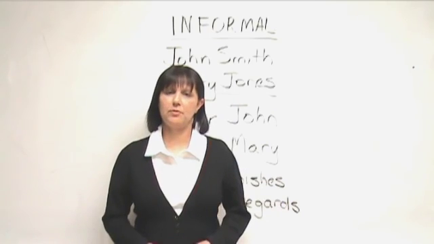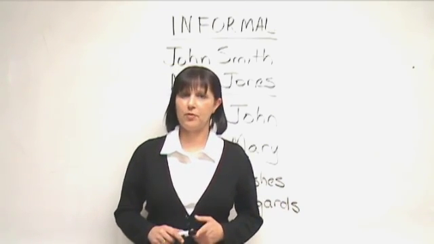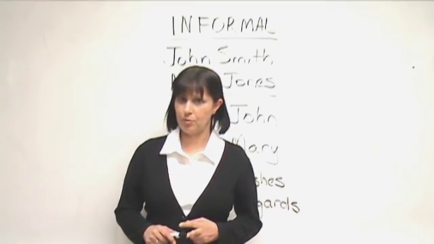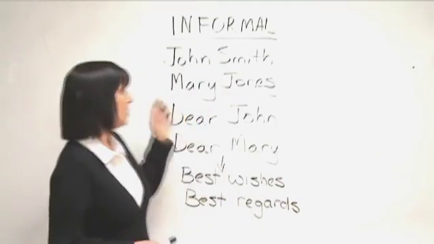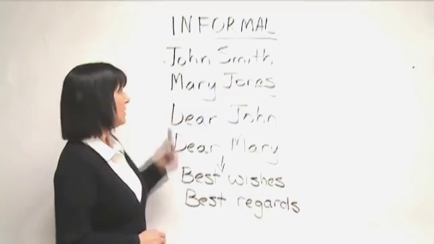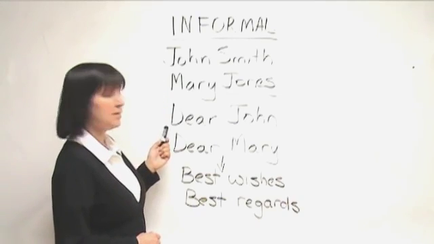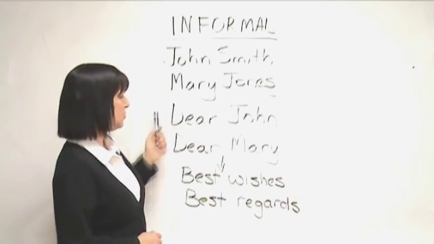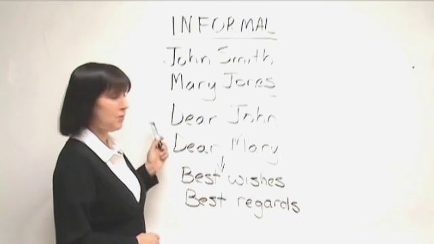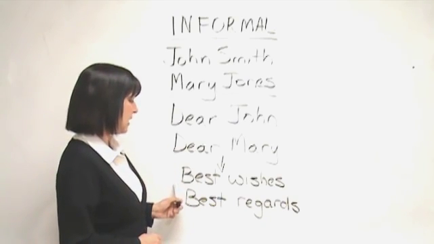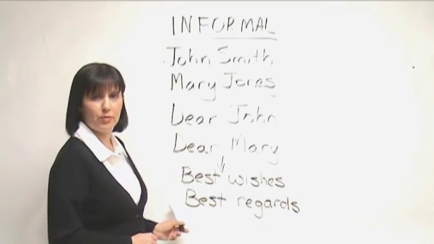Okay, did you have a chance to review your notes? We so far did the formal and the semi-formal way to begin a letter. Now we're talking about the informal way. So if you're writing to John Smith and he's your friend, you can write Dear John. For Mary Jones, you can write Dear Mary. For either of these beginnings, you can end with Best wishes or Best regards.